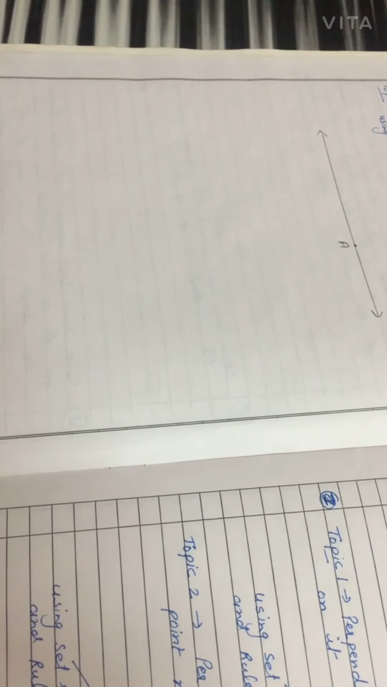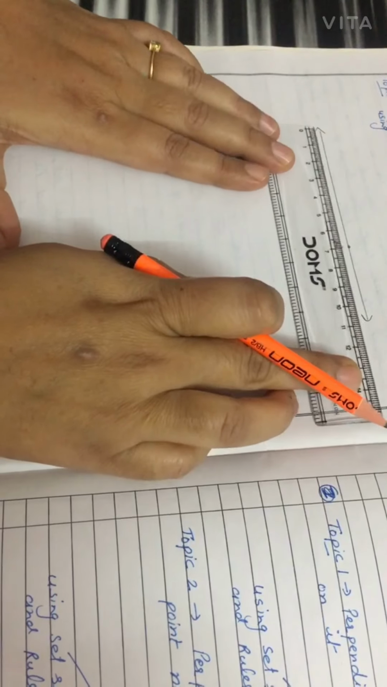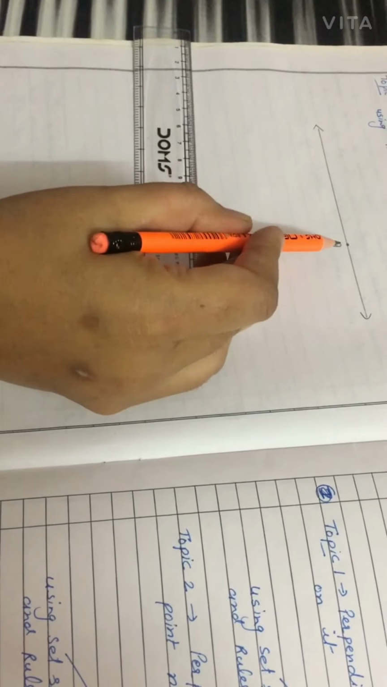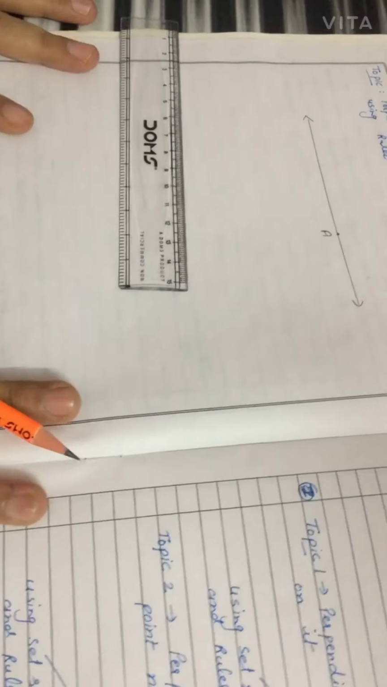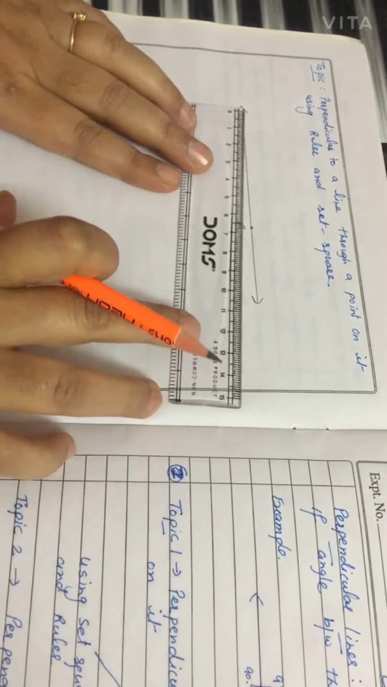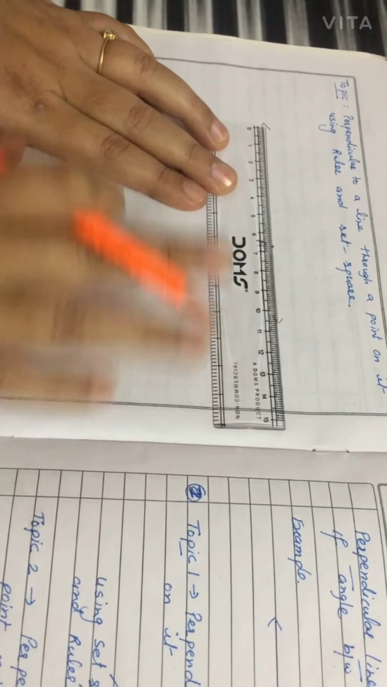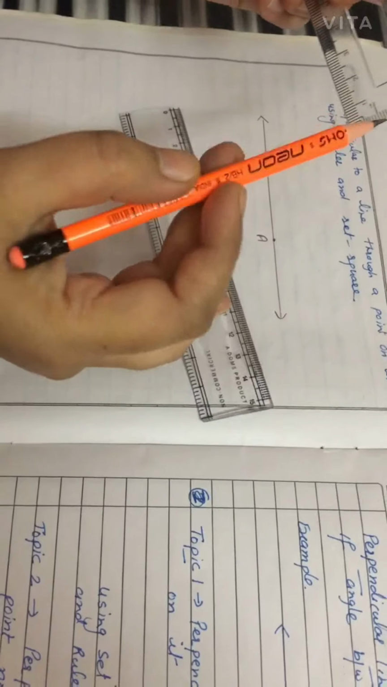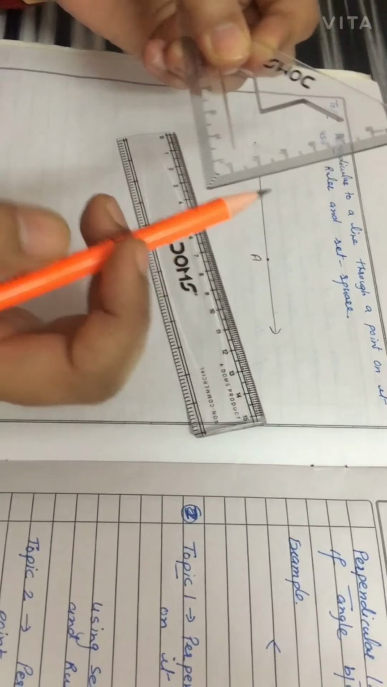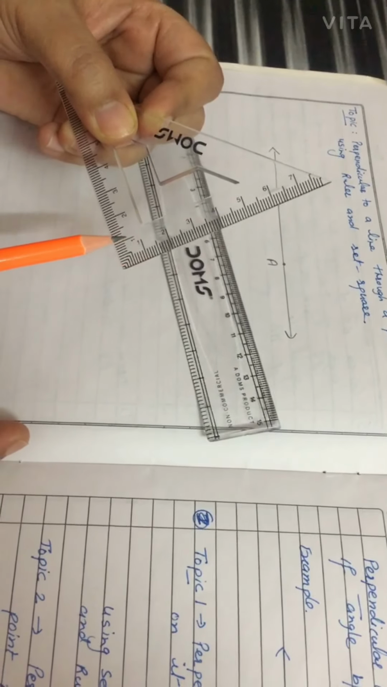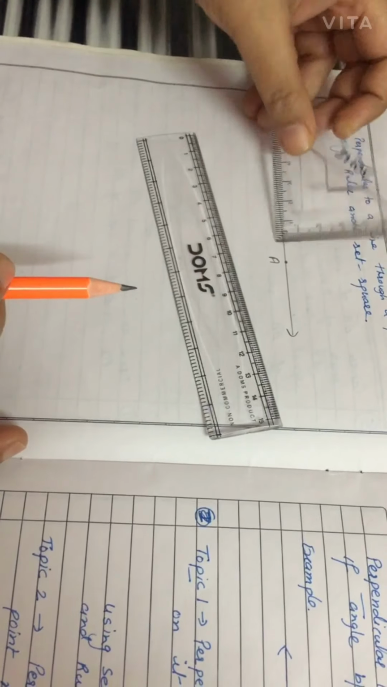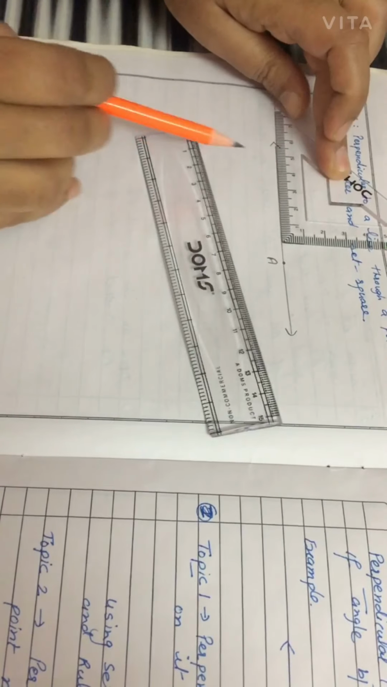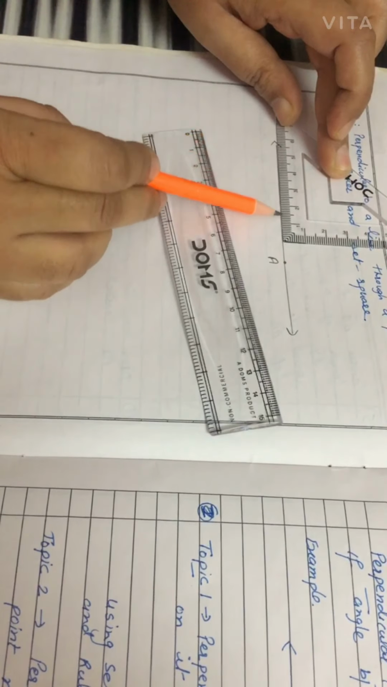Now we are using the ruler to draw this line. Now we will take a point A on it. Now we will keep that scale like this and we will take the set square. Remember, keep the 90 degree angle, because we know this set square has an angle of 90 degrees. So we will keep it like this, and this edge must be along this line.